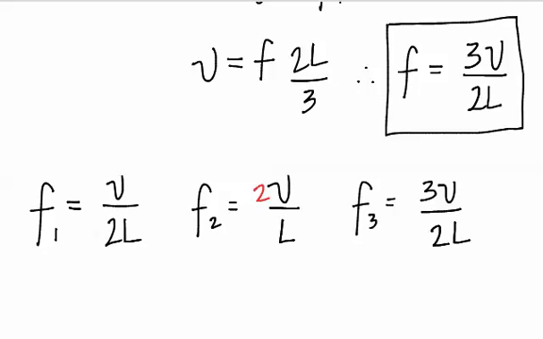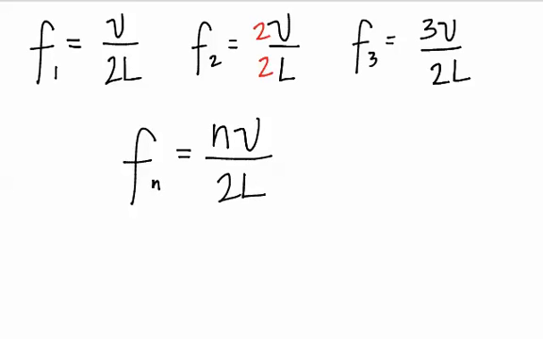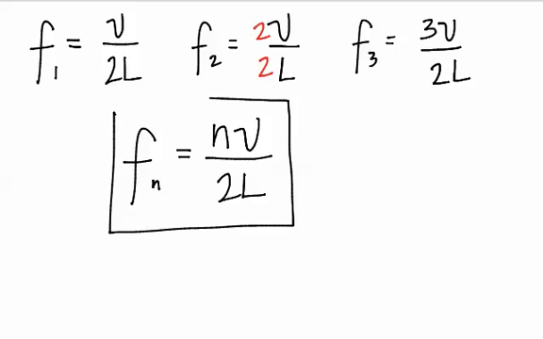Oh, okay, so 2 over 2. So now they all have 2L in the denominator. They all have v in the numerator. And this is 1, and this is 2, and this is 3. So is there a general equation we could make for the frequency of any harmonic? The nth harmonic would be what? nv over 2L? So that's the money box right there.